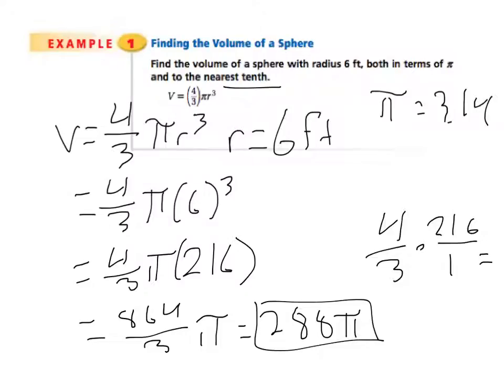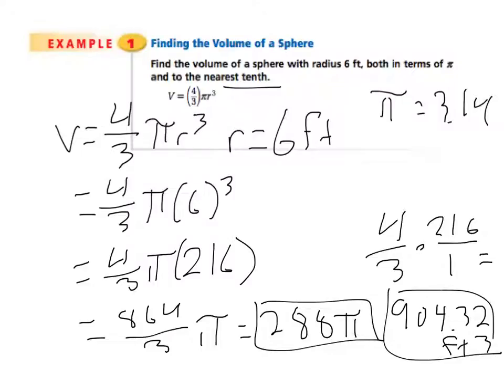If you round it to the nearest 10th place, we're going to get 904.32 feet cubed. This one should also be feet cubed. So the main thing you need to know is the volume equation for a sphere.